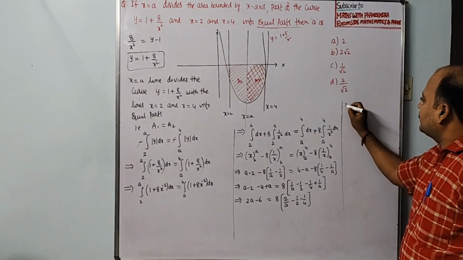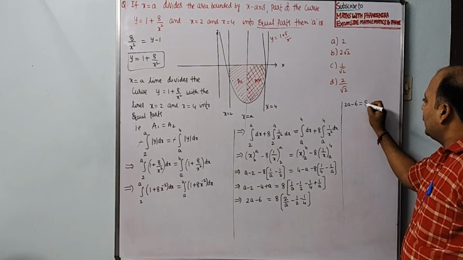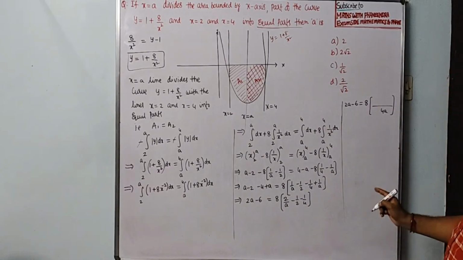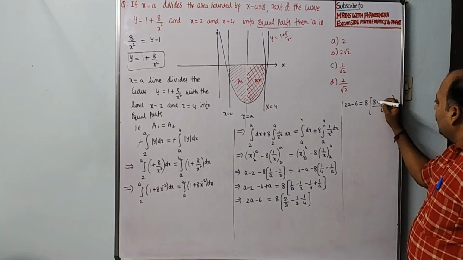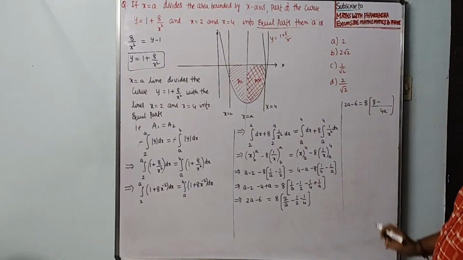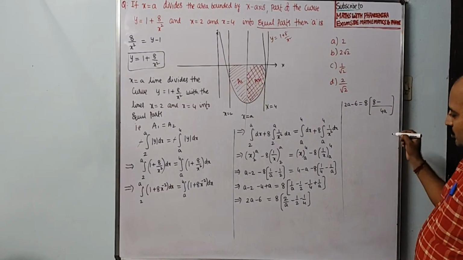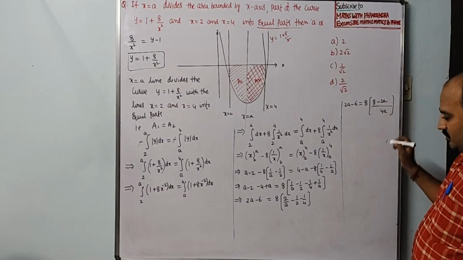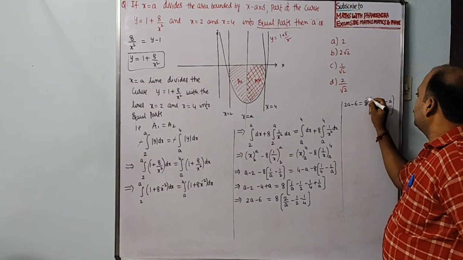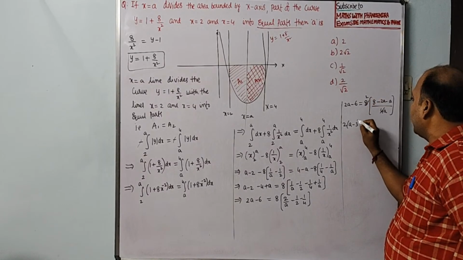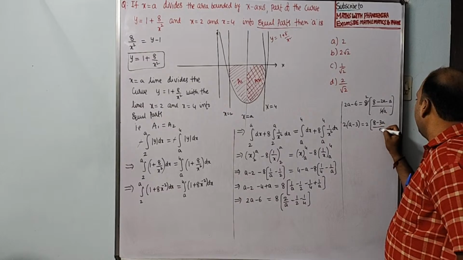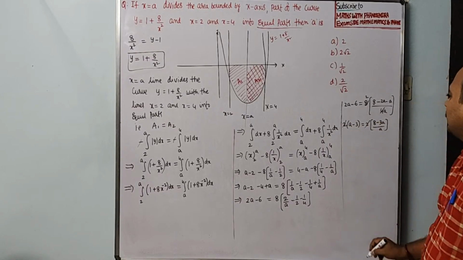2a minus 6 equal to 8 times, here 4 is the LCM, so 8 minus 2a minus a. So taking 2 common, a minus 3 equals 2 times (8 minus 3a) divided by a. Here the 2 gets cancelled.